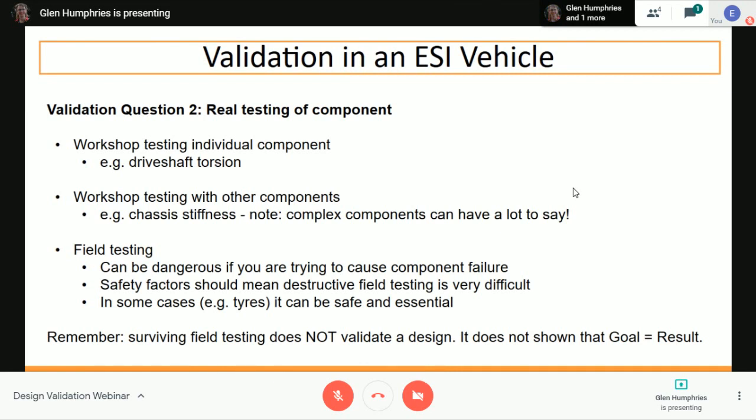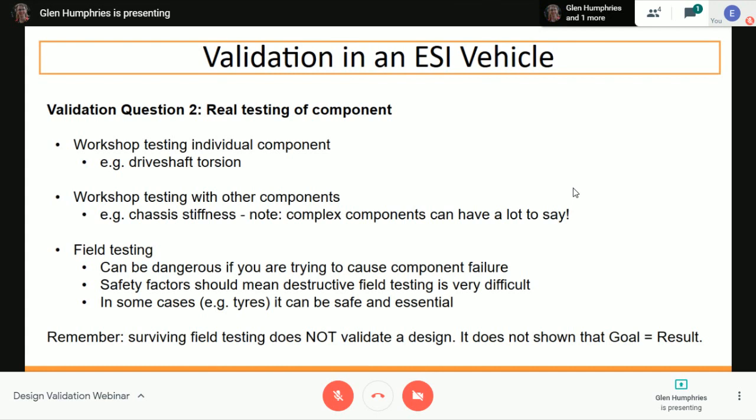Other components we can't just workshop test by themselves because they rely on surrounding components to load them accurately. A good example of this is chassis stiffness. Effectively with the chassis, you can just grab it at the back and grab it at the front and twist it, but this is not how the chassis gets twisted in real-world usage. In the real world, the torsional stiffness we're after is the hub-to-hub stiffness.